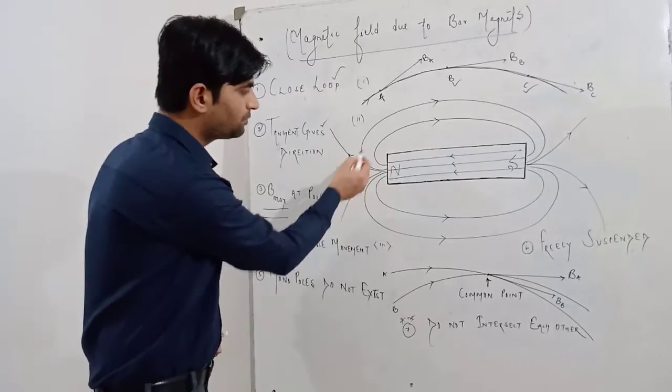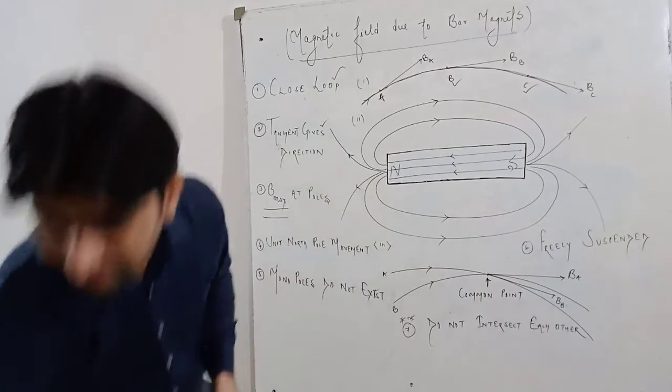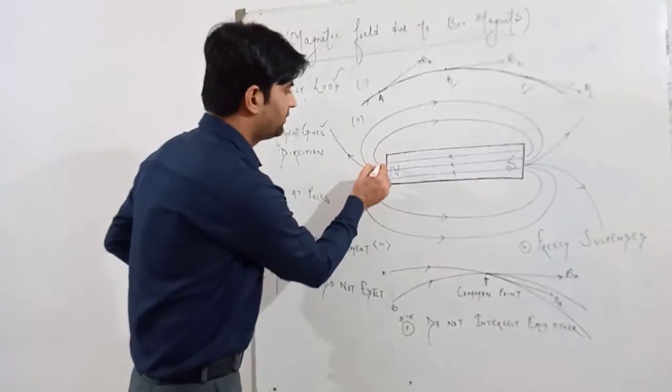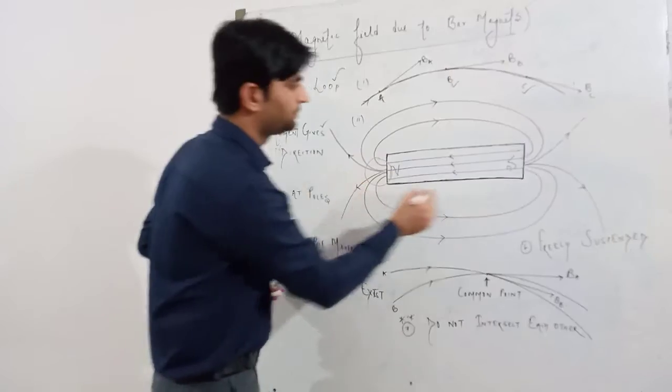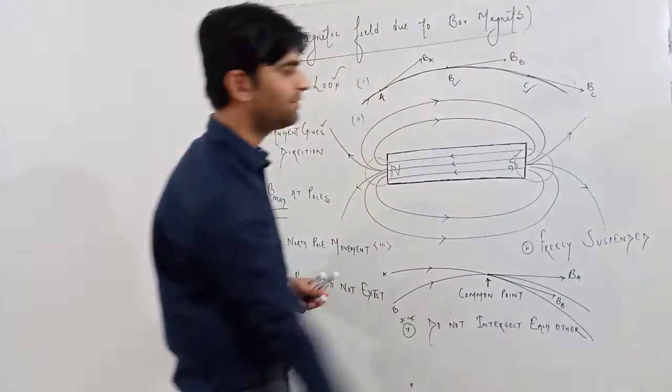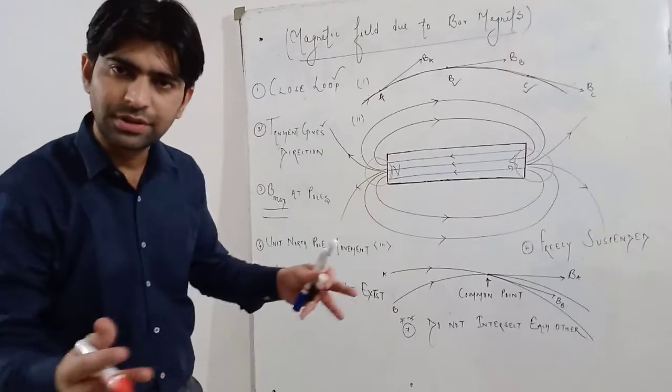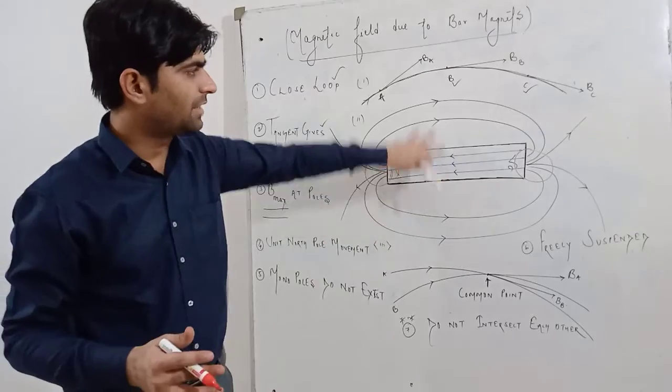So if you see this pole area, I will mark it with a red marker. If you see this particular area, the magnetic field lines are closer as compared to the magnetic field at the center.